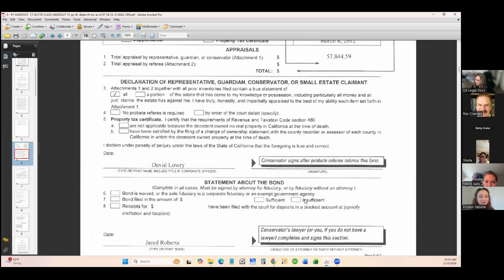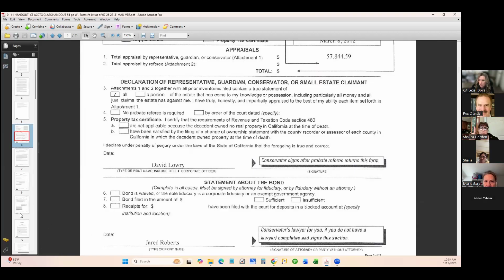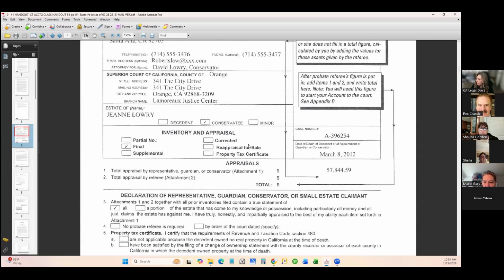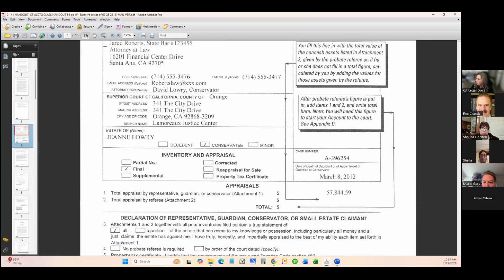Okay, perfect. Thank you. Can I add one question real quick? At the top, I think I asked you yesterday, but where it says inventory and appraisal and you have the boxes and it says you put final, but under property tax certificates, could you mark that if you're just doing that form?